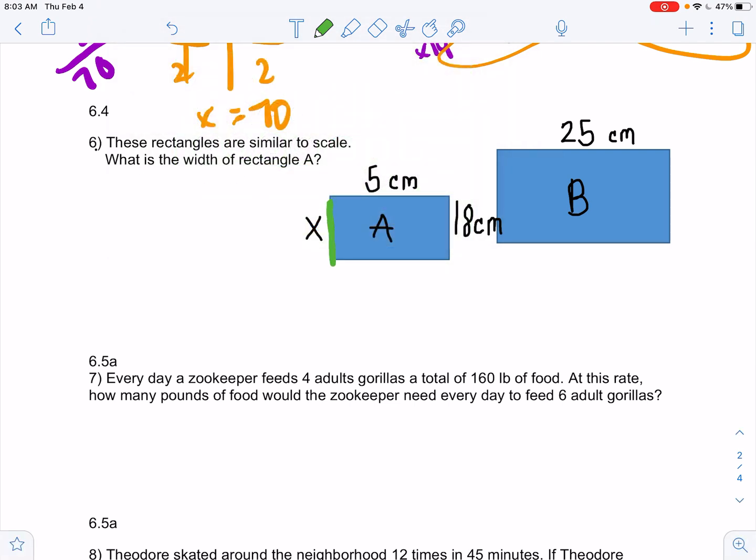I'm going to build my ratio of length 25 to width 18. So I'm going to say length to width, 25 to 18, is on my original rectangle that has both labels. Now, my length on my second rectangle is 5, and I'm solving for the width.